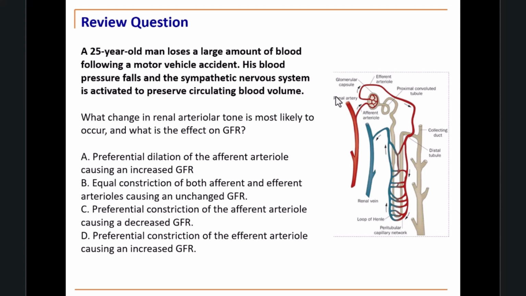So a 25-year-old man loses a large amount of blood following a motor vehicle accident. His blood pressure falls and the sympathetic nervous system is activated to preserve circulating blood volume. Remember, sympathetic nervous system is part of that fight or flight response. And as part of that fight or flight response, the key thing is getting blood going to your brain, to your heart, and to your lungs, especially when you're losing significant amounts of blood like this. Other organs become unimportant. So what change in renal arteriolar tone, so that's how much vasodilation or vasoconstriction, is most likely to occur, and what is the effect on GFR, so the amount of filtrate that is formed?